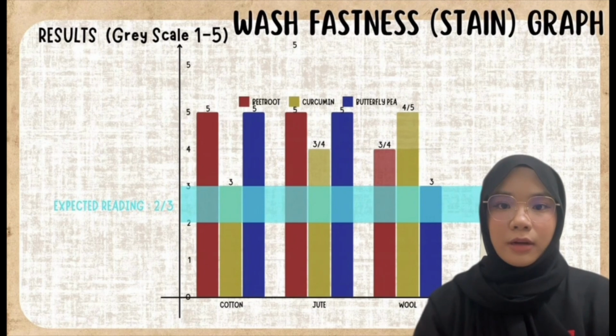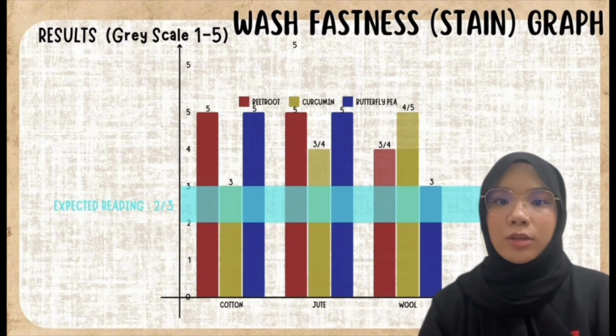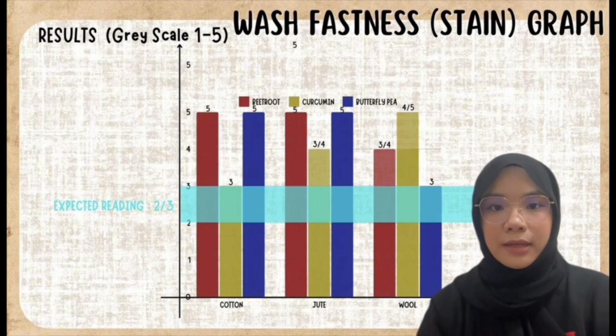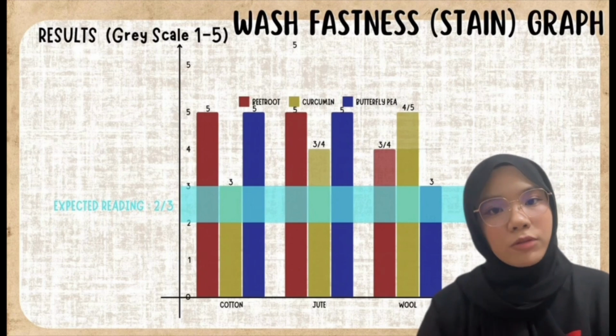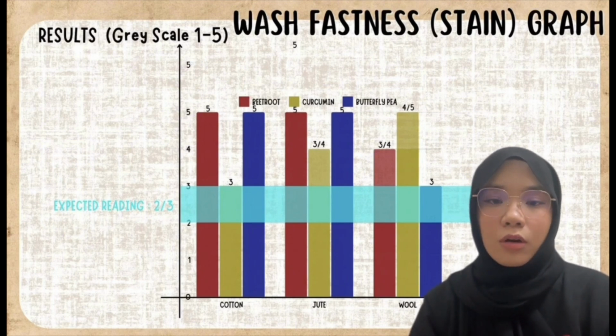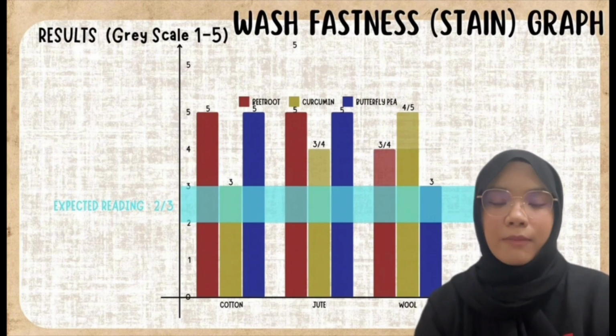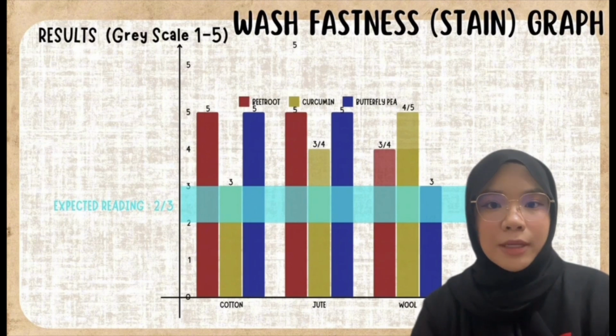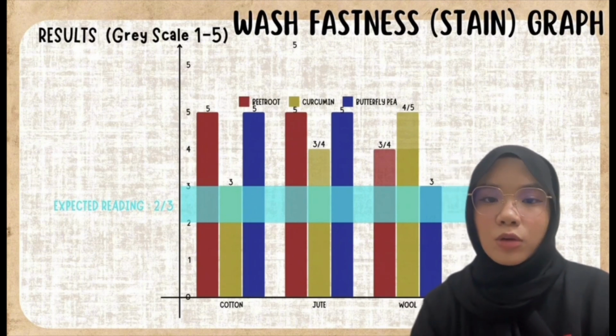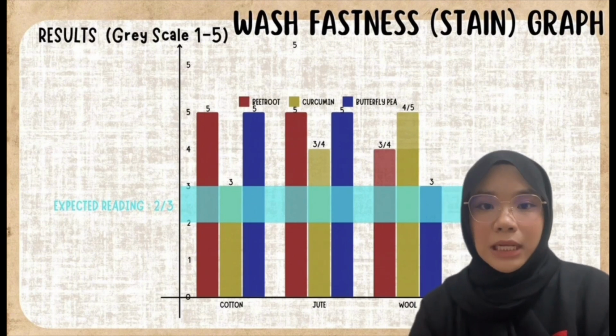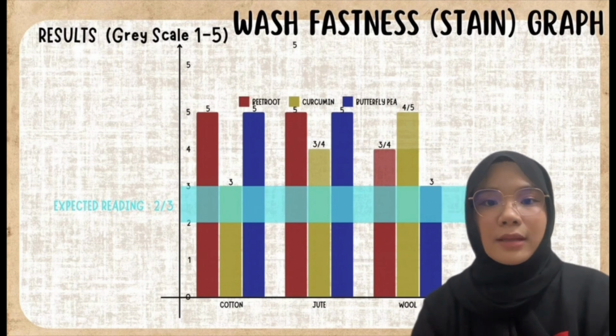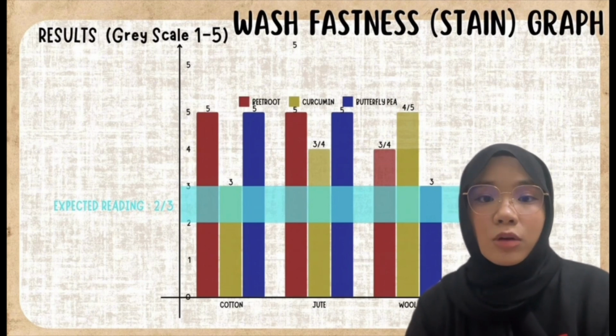The wash fastness stain graph evaluates the staining of fabrics after washing based on a grayscale rating from 1 to 5, with 5 being excellent. The results show that for cotton, all 3 pigments, beetroot, curcumin and butterfly pea, achieved the maximum score of 5, indicating no staining on adjacent fabric. On jute, beetroot ink maintains excellent performance with a score of 5, while curcumin and butterfly pea ink score 3 to 4, indicating moderate staining. Similarly, for wool, beetroot ink scores 5, reflecting excellent stain resistance, while curcumin and butterfly pea ink score 3 to 4, demonstrating moderate levels of staining.